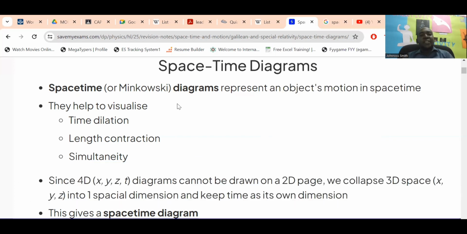Now, today we're actually going to have our final HL topic on the topic of relativity. On last week's lesson, we focused on time dilation and length contraction. So in this week's lesson, let's explore this principle of space-time diagrams.